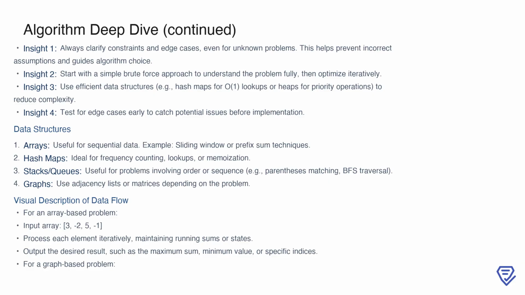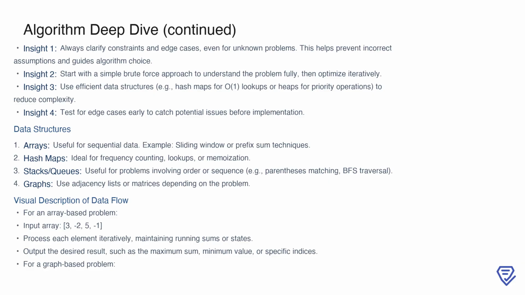When it comes to data structures, arrays are versatile for sequential data and can be paired with techniques like sliding windows or prefix sums. Hash maps are perfect for tasks like frequency counting or memoization. Stacks and queues are ideal for problems involving order or sequence, such as matching parentheses or performing BFS traversals. Graphs, depending on the problem, can be represented using adjacency lists or matrices.